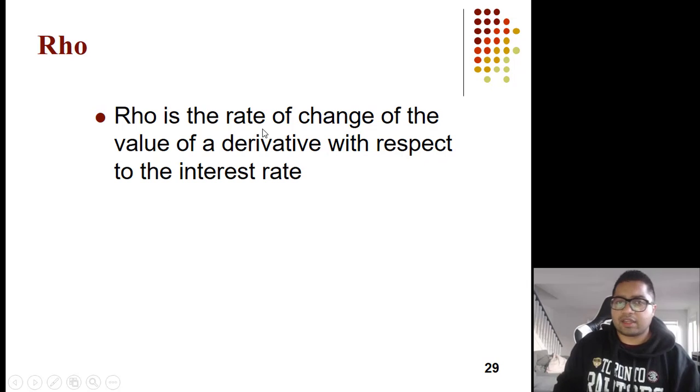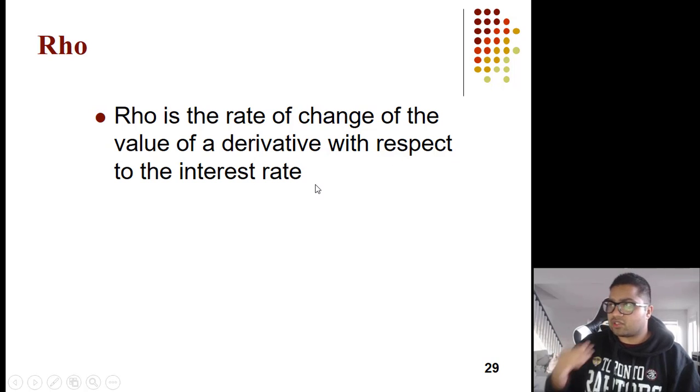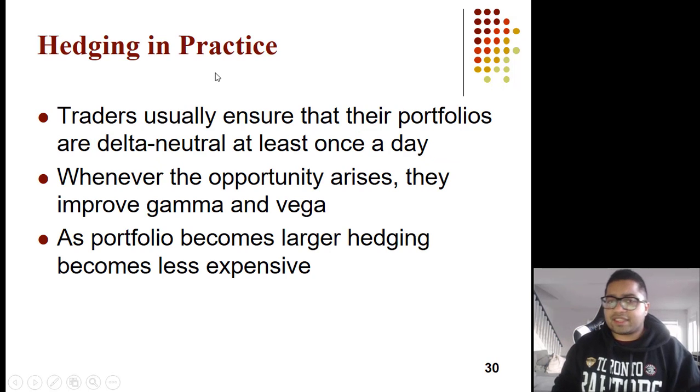Okay. Next is rho. Rho is the rate of change of the value of a derivative with respect to interest rates. So how option prices react to interest rates. So, hedging in practice.